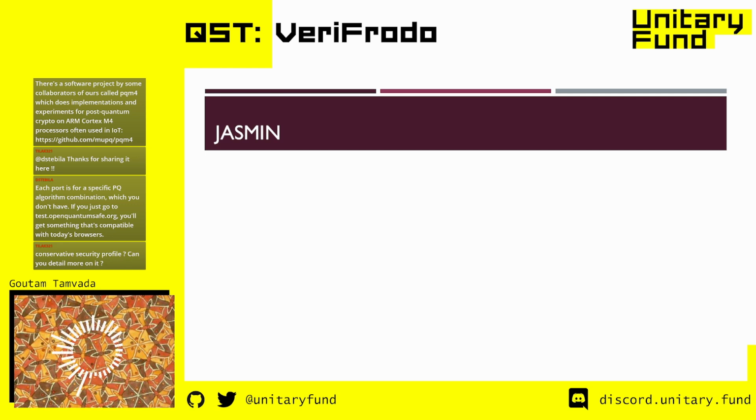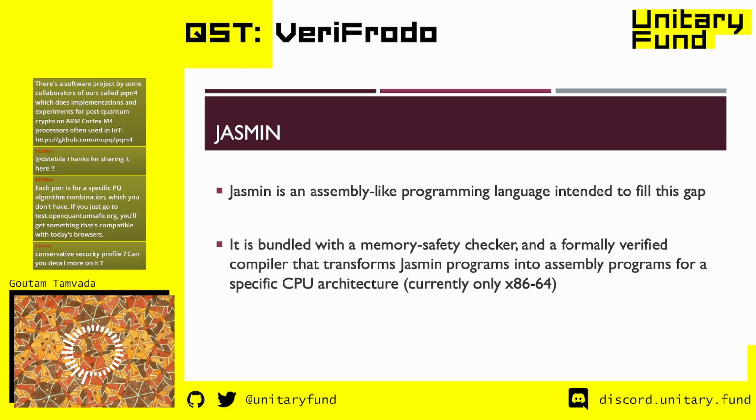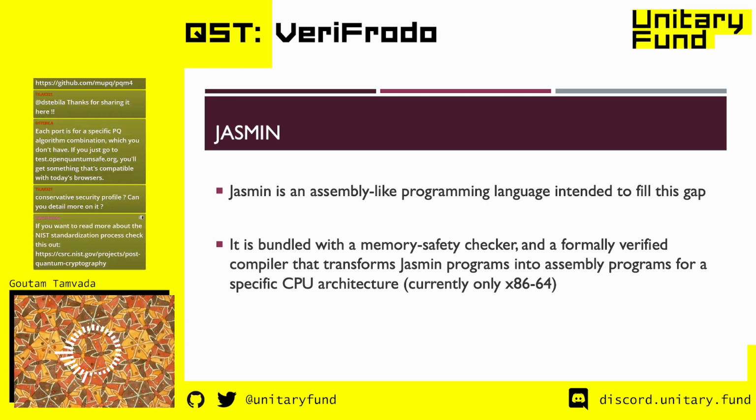But yeah, so moving on to Jasmin. Jasmin is basically an assembly-like programming language that's sort of intended to fill this gap in verification tools. The assembly-like syntax gives the programmer fine-grained control over the code and its output. Jasmin also comes with a memory safety checker, as well as a formally verified compiler that predictably transforms Jasmin programs into assembly programs for a specific CPU architecture. And currently only 64-bit x86-64 is supported.